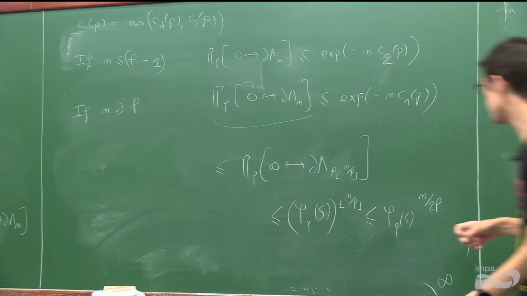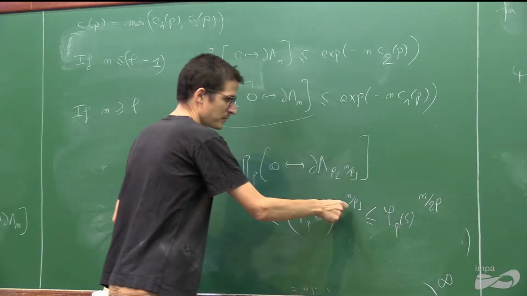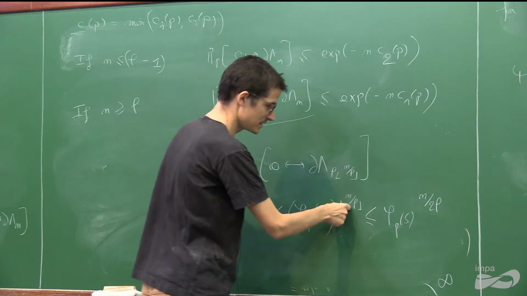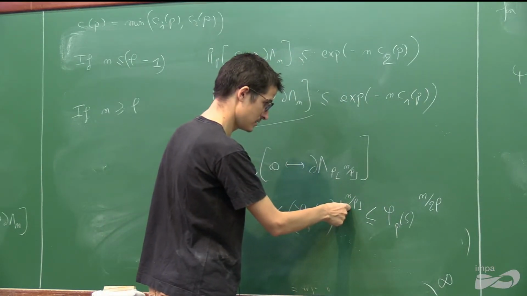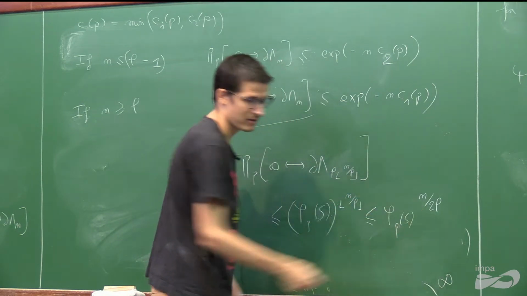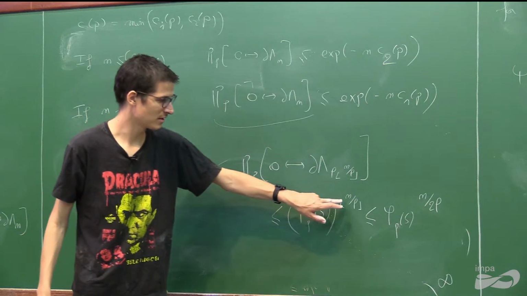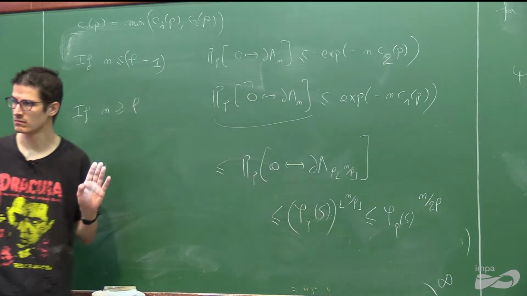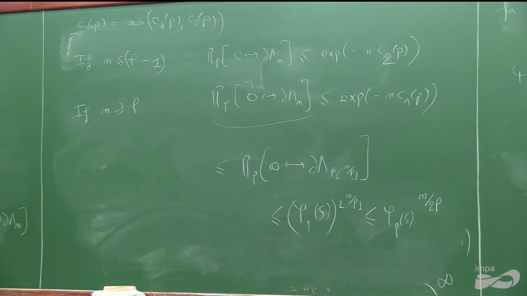Okay, I'm just using the fact that this is larger than the half, and it's just because n over L is larger than 1.